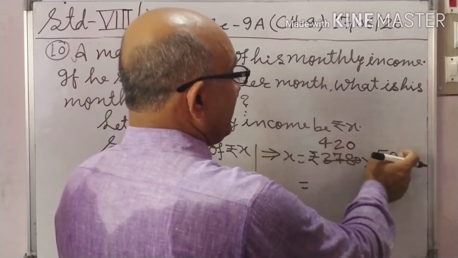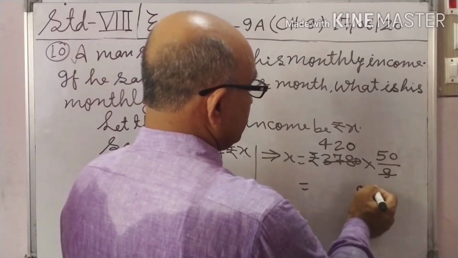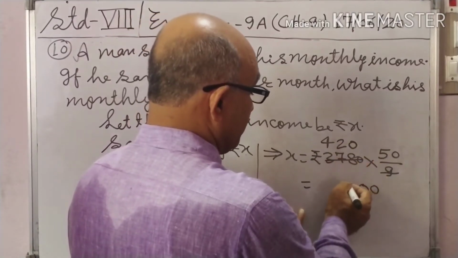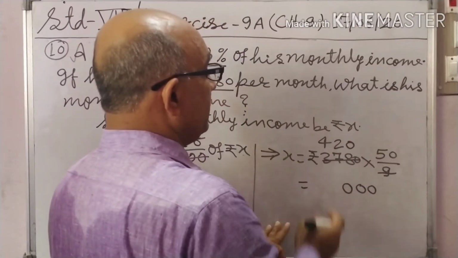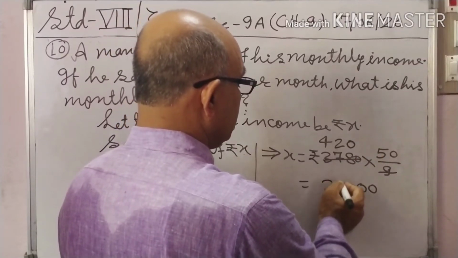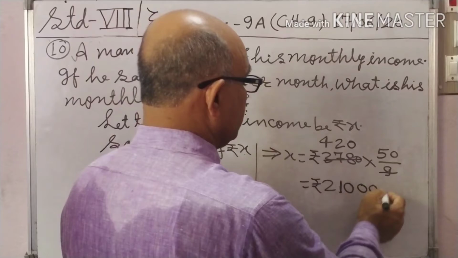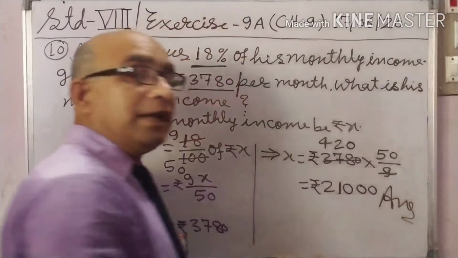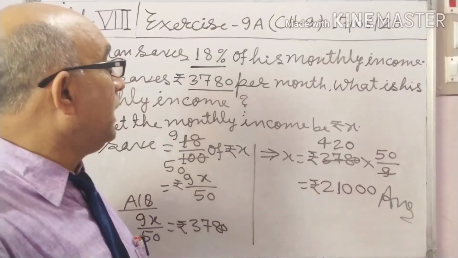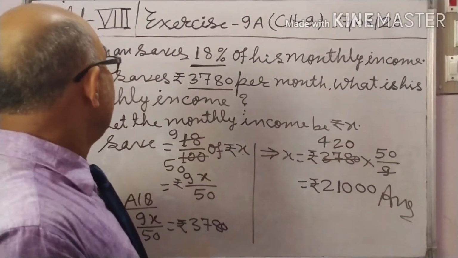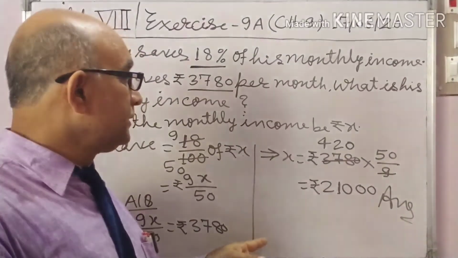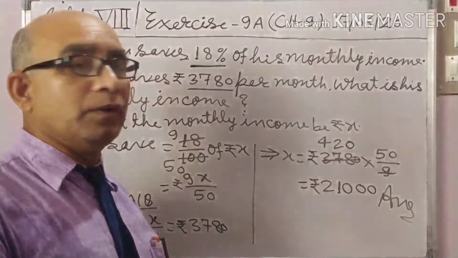So 1 0, another 0. So 2 0. And 42 multiply by 5. 2 5s are 10. 10, 0 also. Carry 1. 4 5s are 20 plus 1, 21. So rupees 21,000 is the monthly salary of the man. The value of x is rupees 21,000 and it is the monthly income of the man. So the monthly income equals rupees 21,000.